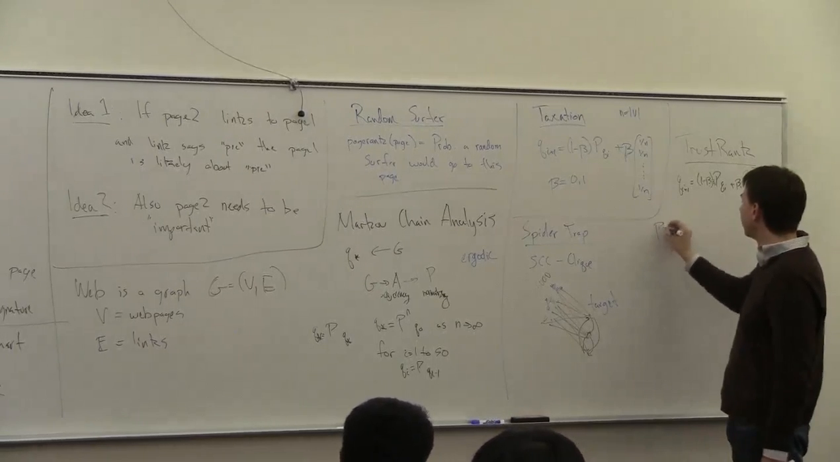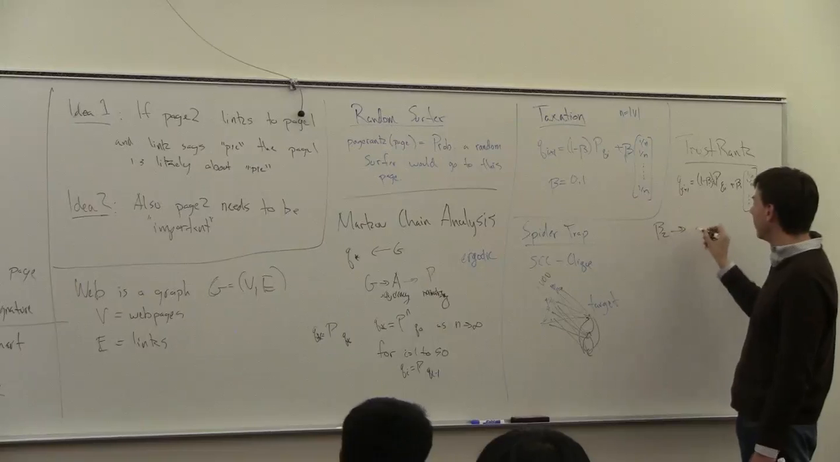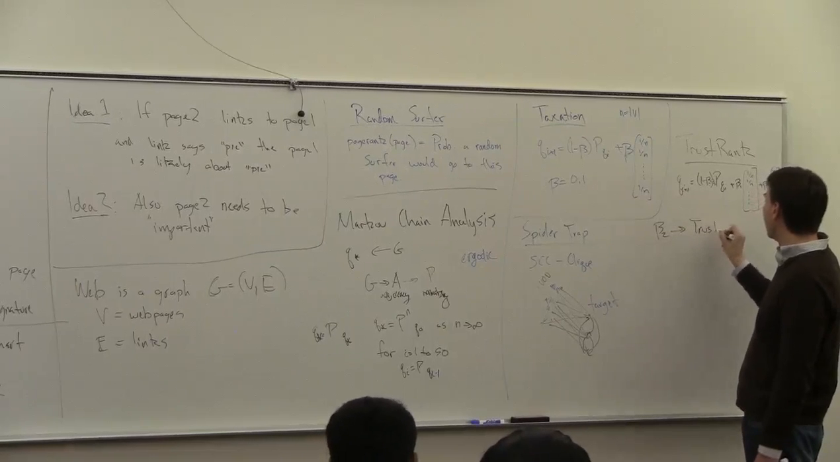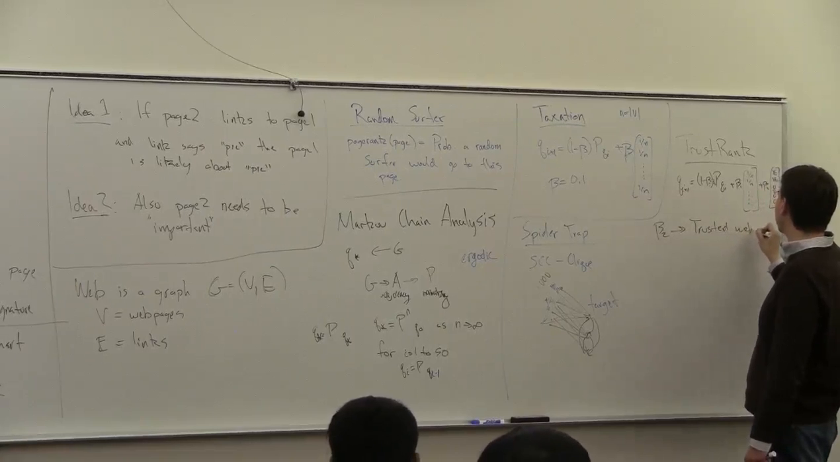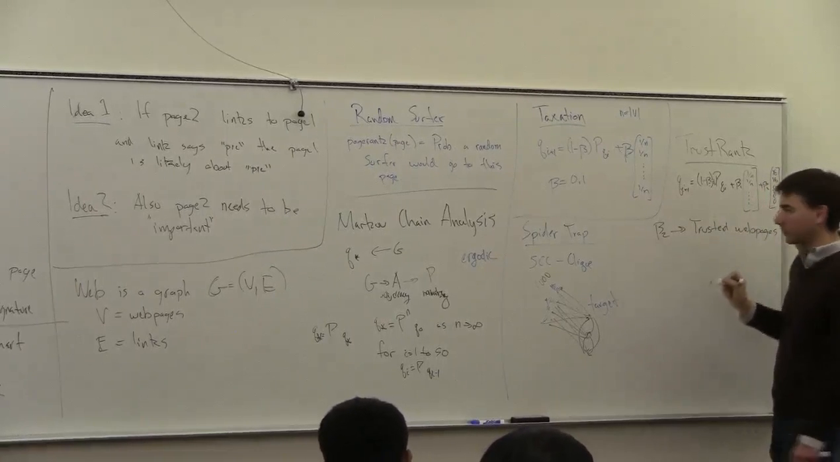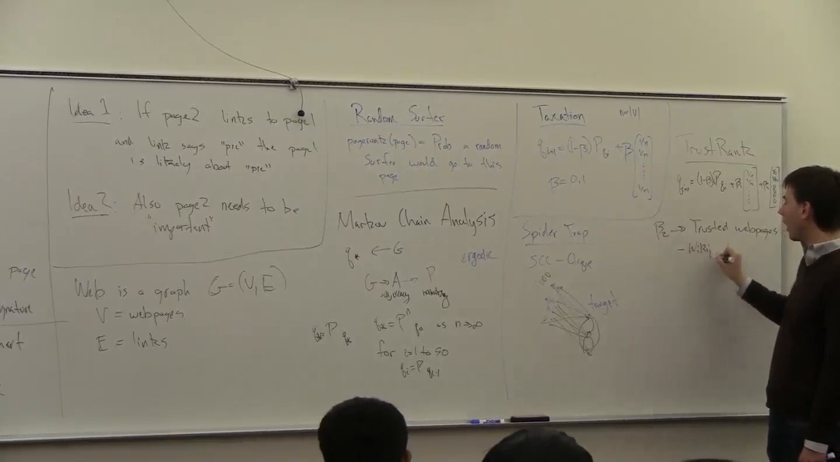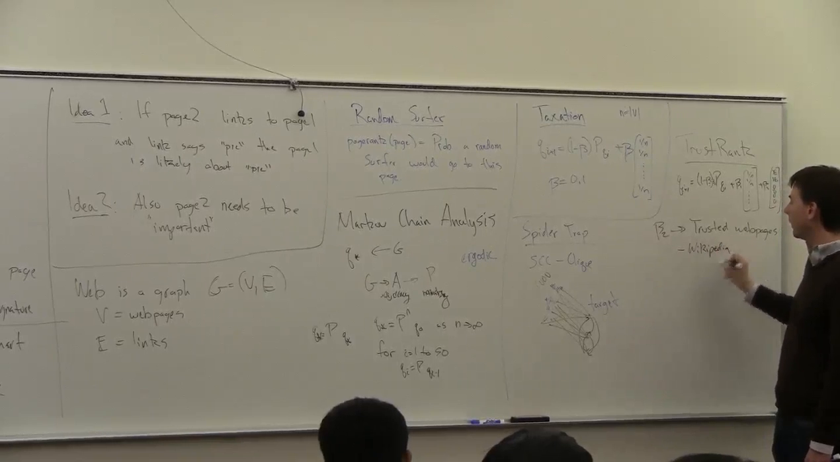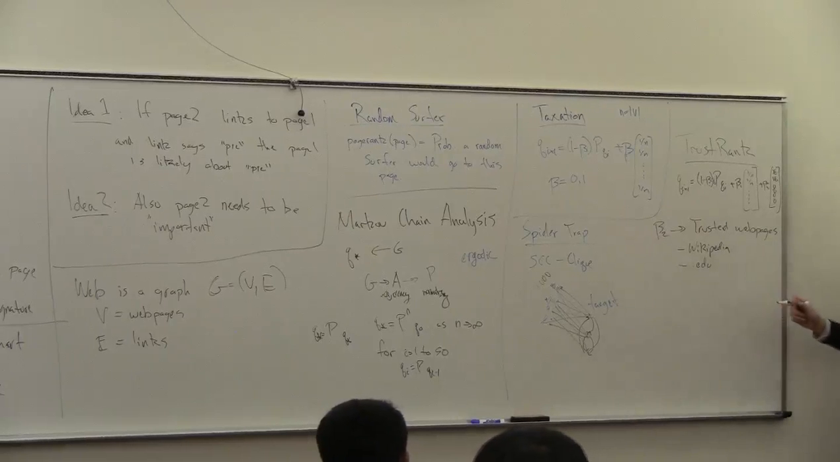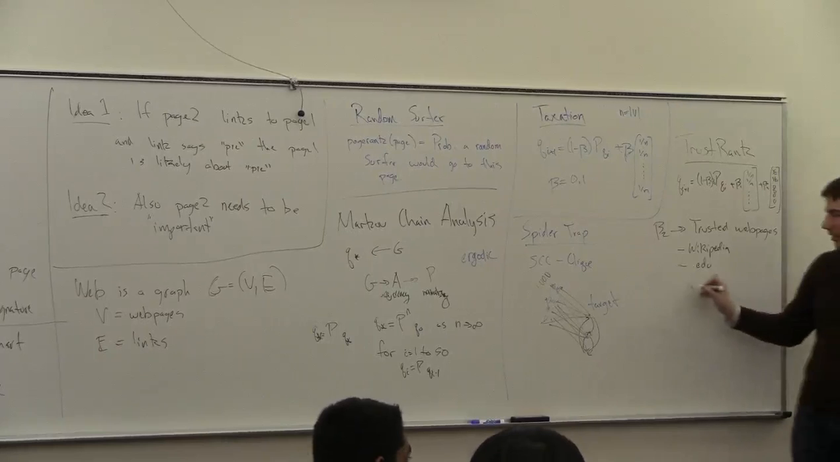So beta 2 is for trusted web pages. Okay, so these could be like Wikipedia, pages that end in .edu. I know some of you have maybe uta.edu web pages, which have, you know, kind of stupid stuff on them, and that's fine. But most of them are pretty trustworthy usually.